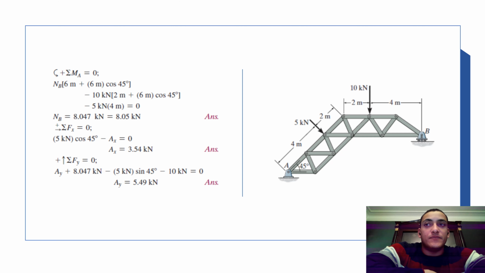Finally, we get the sigma Fy, which must also equal 0. So AY plus 8.047 kilonewtons, which we got from the moment, minus 5 kilonewtons sine 45 degrees, which is already given, minus 10 kilonewtons equals 0. This is all the forces provided on the y-axis. So AY will finally equal 5.49 kilonewtons.